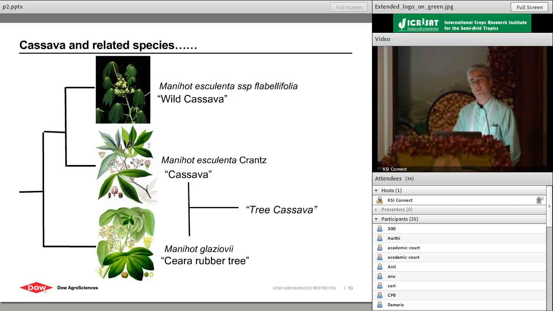There's also a tree cassava, and I don't know what the technical term for this is, but this is an ornamental tree found in East Africa, and it's believed to be an F1 hybrid between these two parents.